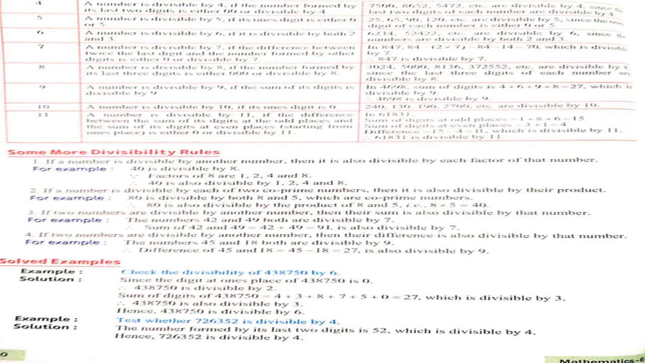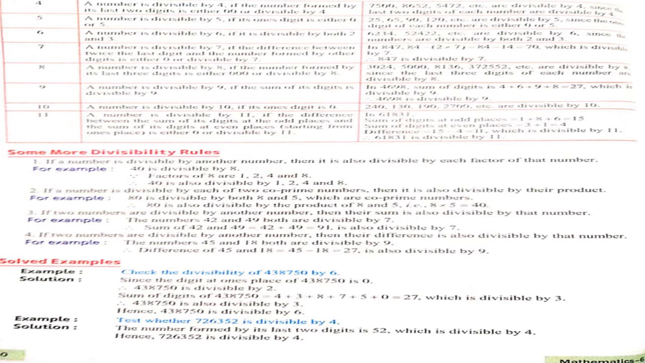Now 11. A number is divisible by 11 if the difference between the sum of its digits at the odd places and the sum of its digits at even places, starting from the ones place, is either 0 or divisible by 11. In 61,831, the sum of digits at odd places is 1 plus 8 plus 6, which is 15. Now the sum of digits at even places is 3 plus 1 equals 4. Now we find the difference. The difference is 11, which is divisible by 11. It means this number is also divisible by 11.